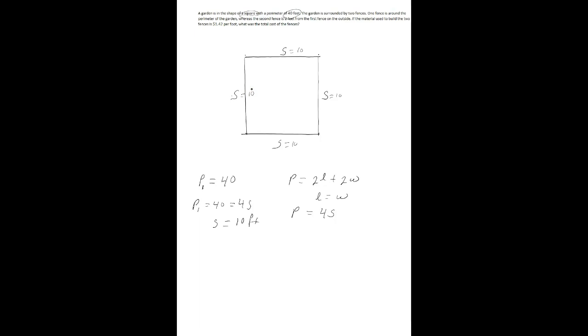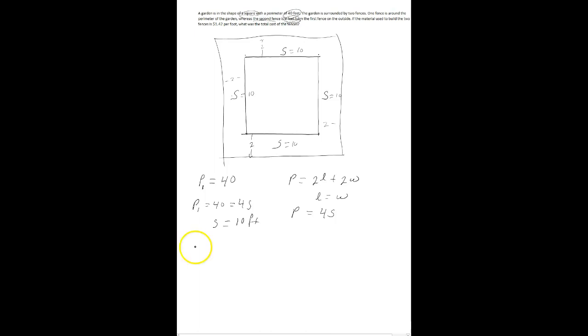Now let's take a look at the second fence. The second fence is 2 feet from the first fence on the outside. So the second fence is 2 feet out here. So we add 2 feet here. The first fence is going to run like this, and it's going to be 2 feet out here, like this, 2 feet out here, and then 2 feet here also. So 2 feet on the outside of the first fence.